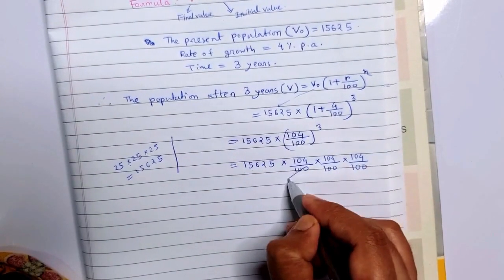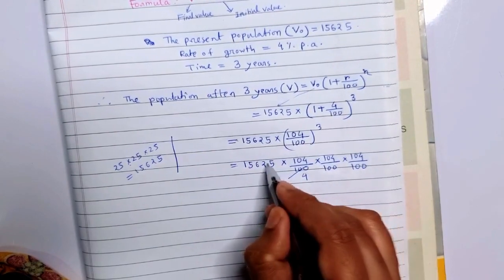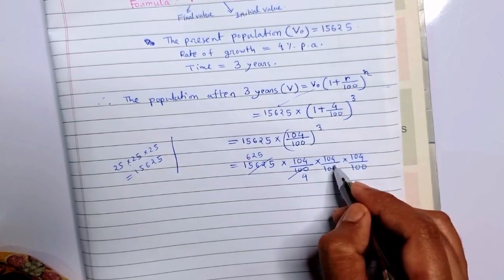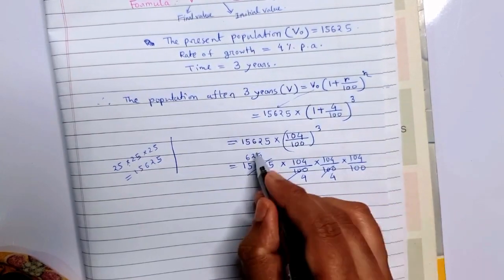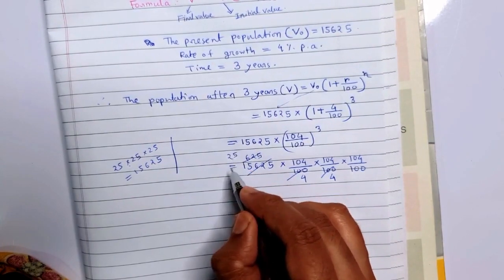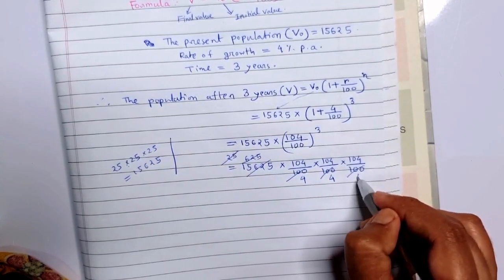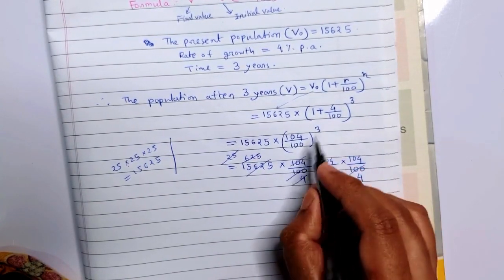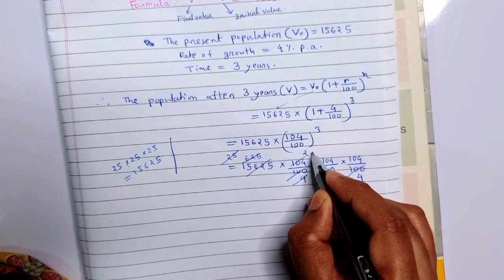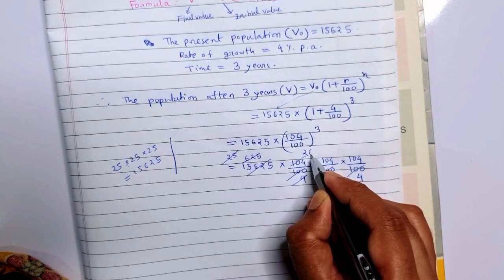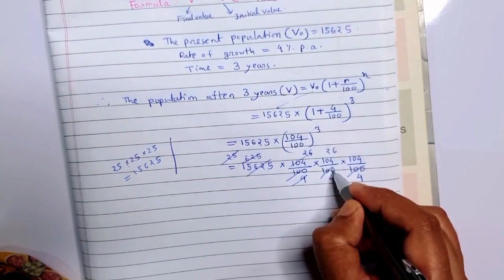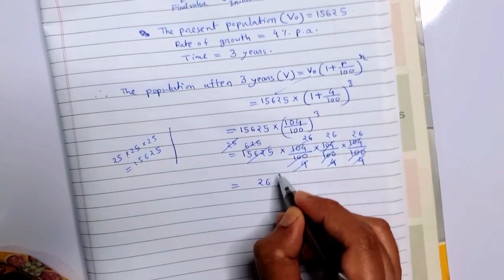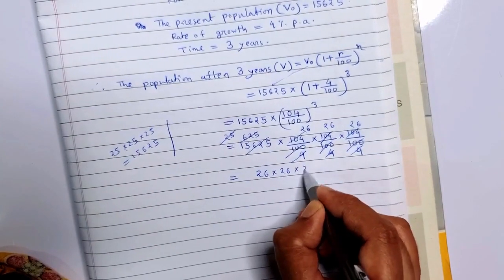Now let's divide 100 by 25. The answer is 4. This divided by 25, the answer will be 625, which is 25 square. This divided by 25 is 25. Now this 25 and 100, if you divide, the answer will be 4. Now with this 4, if I divide this, the answer will be 26, 4 26s are 104. This will also be 26 and this will also be 26. So the answer is 26 into 26 into 26.